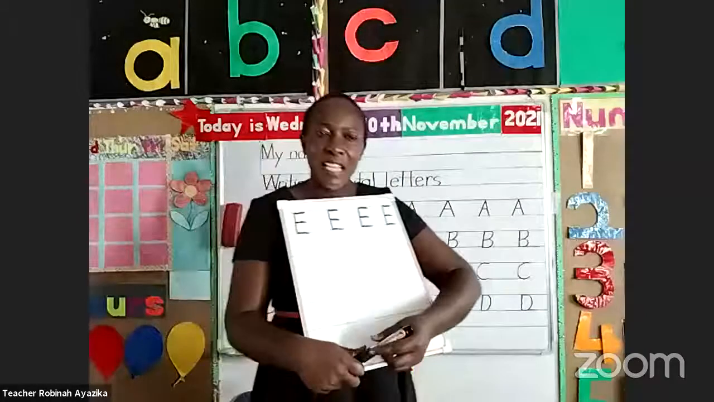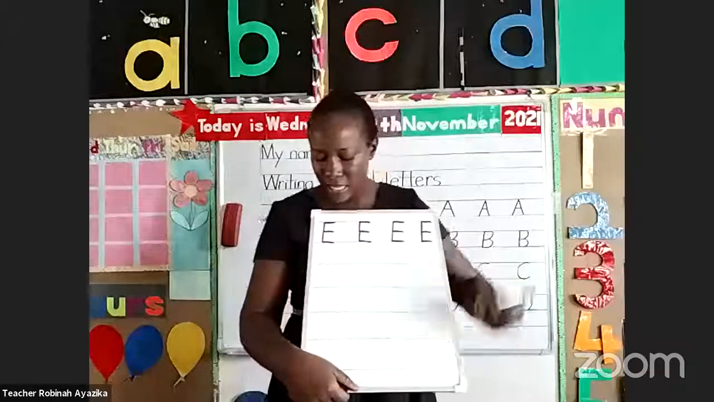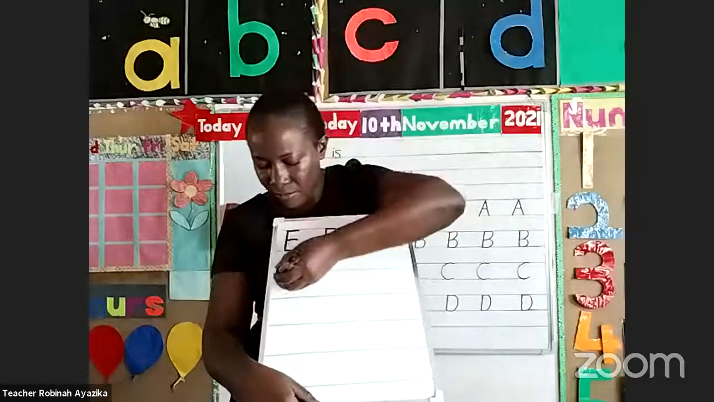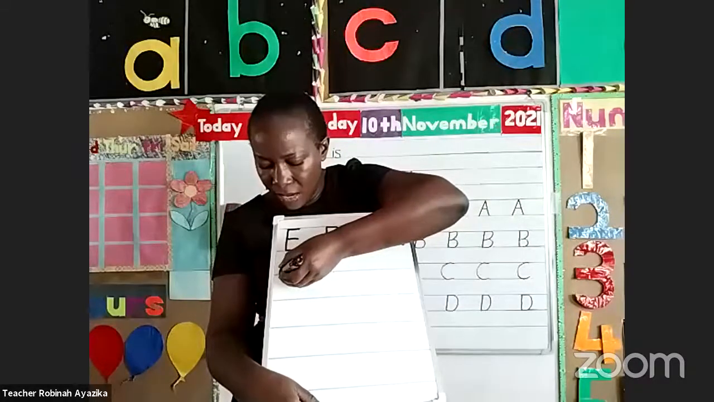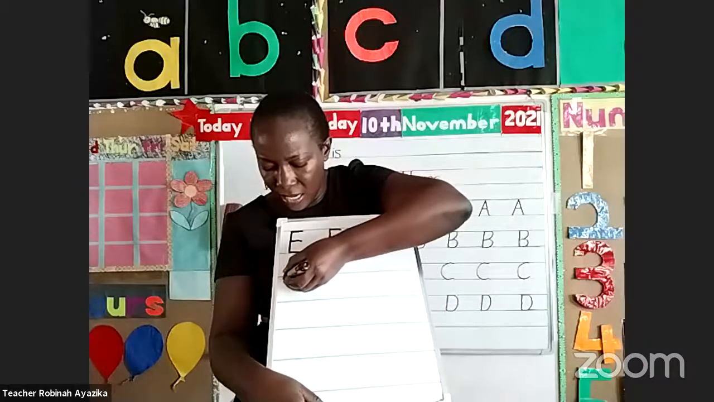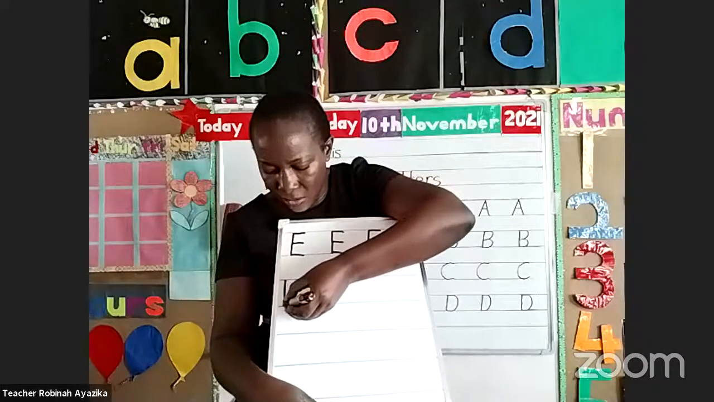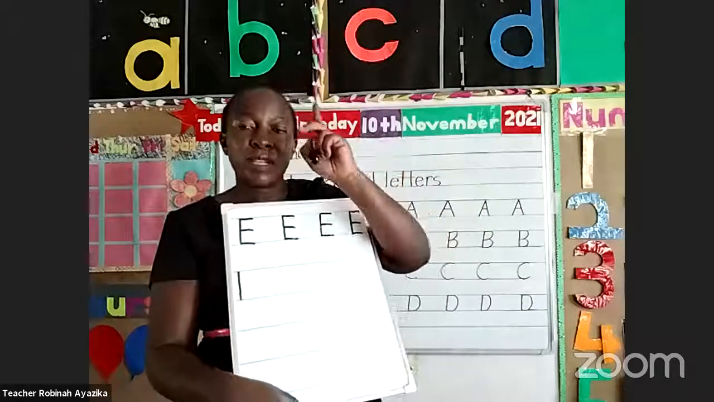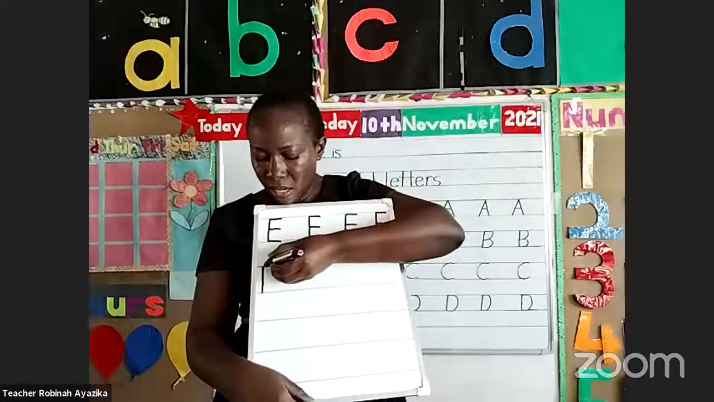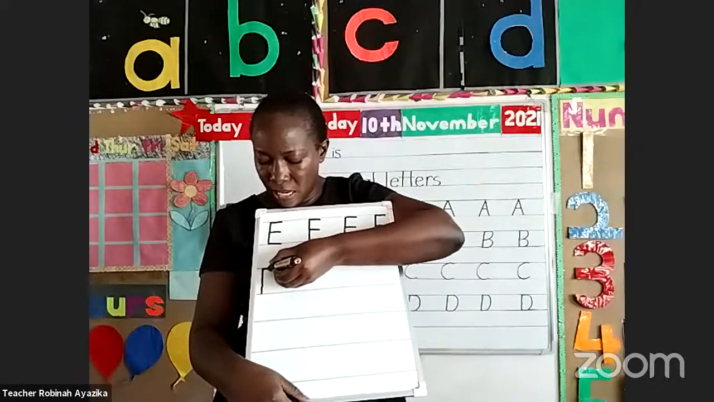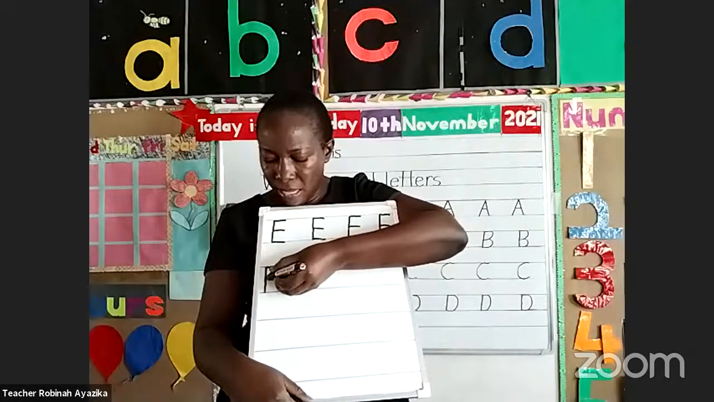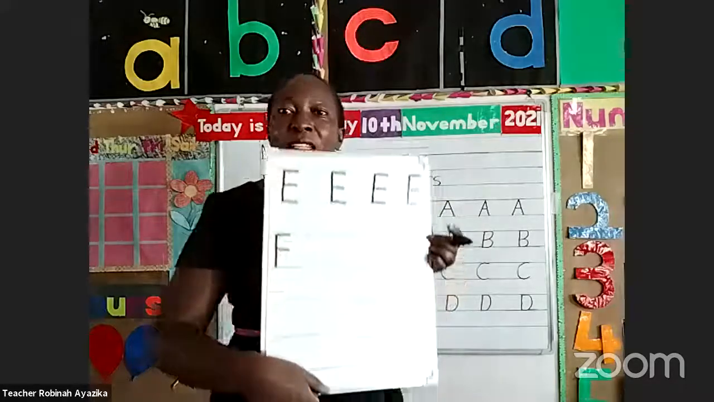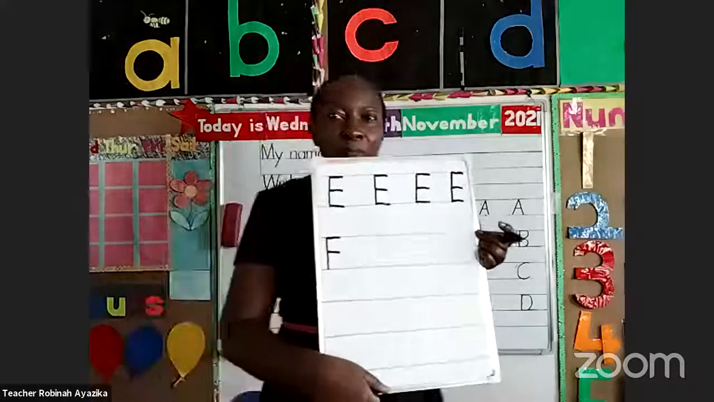And capital letter F is also very easy. You start with a standing line. A standing line from the skyline sits on the grass line there. And capital letter F has only two sleeping lines. It has a sleeping line up and a sleeping line in the middle. That is capital letter F.